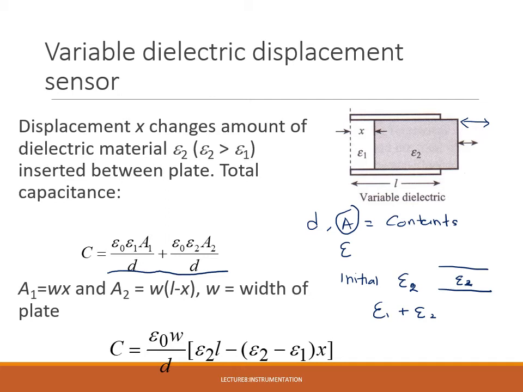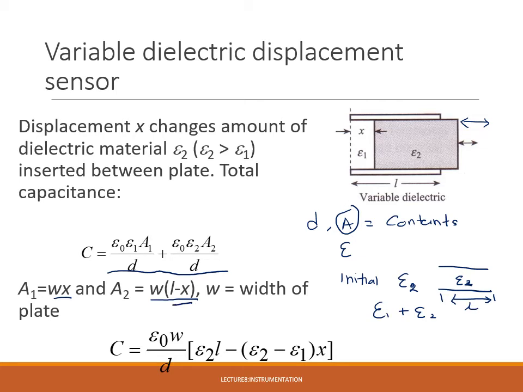A1 again is the shed area, meaning it is width multiplied by displacement, and A2 is width multiplied with L minus x. L is the initial length of the plate here, but then it decreased by x because the dielectric material has displaced by x value. That's why we have L minus x here.